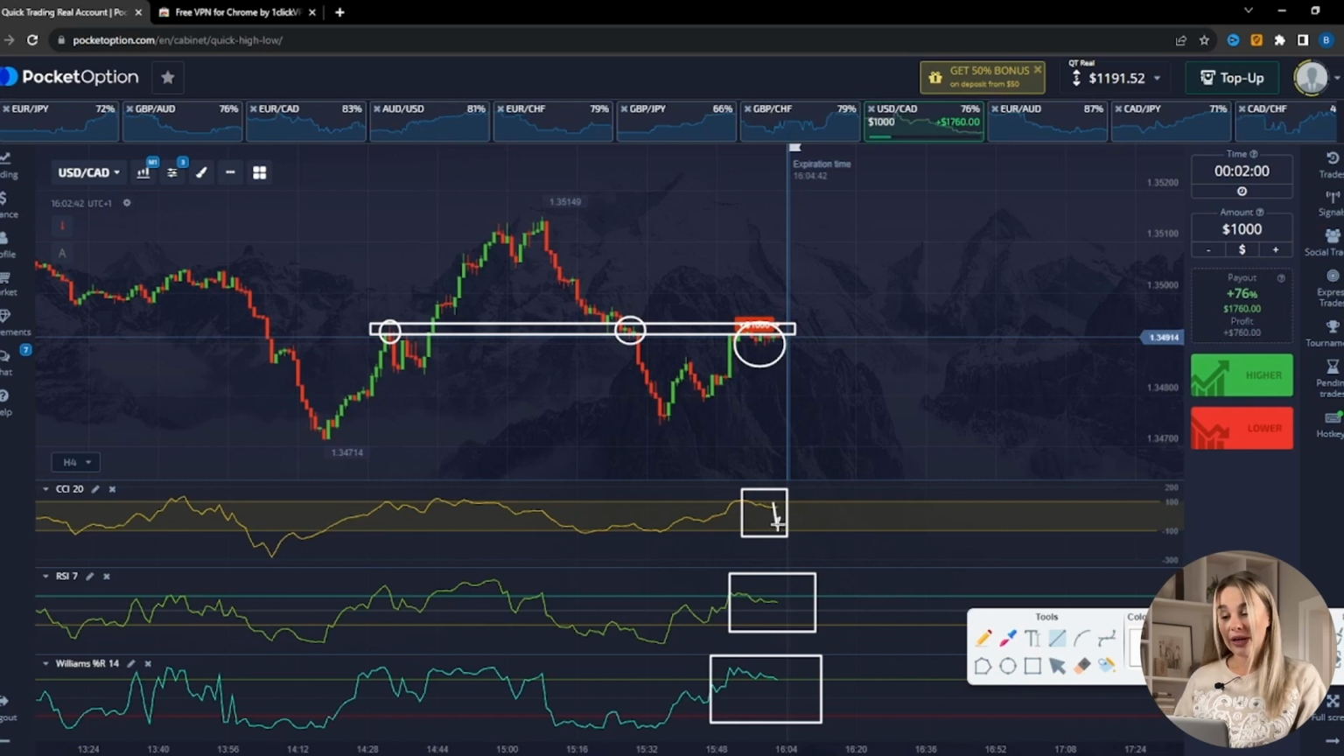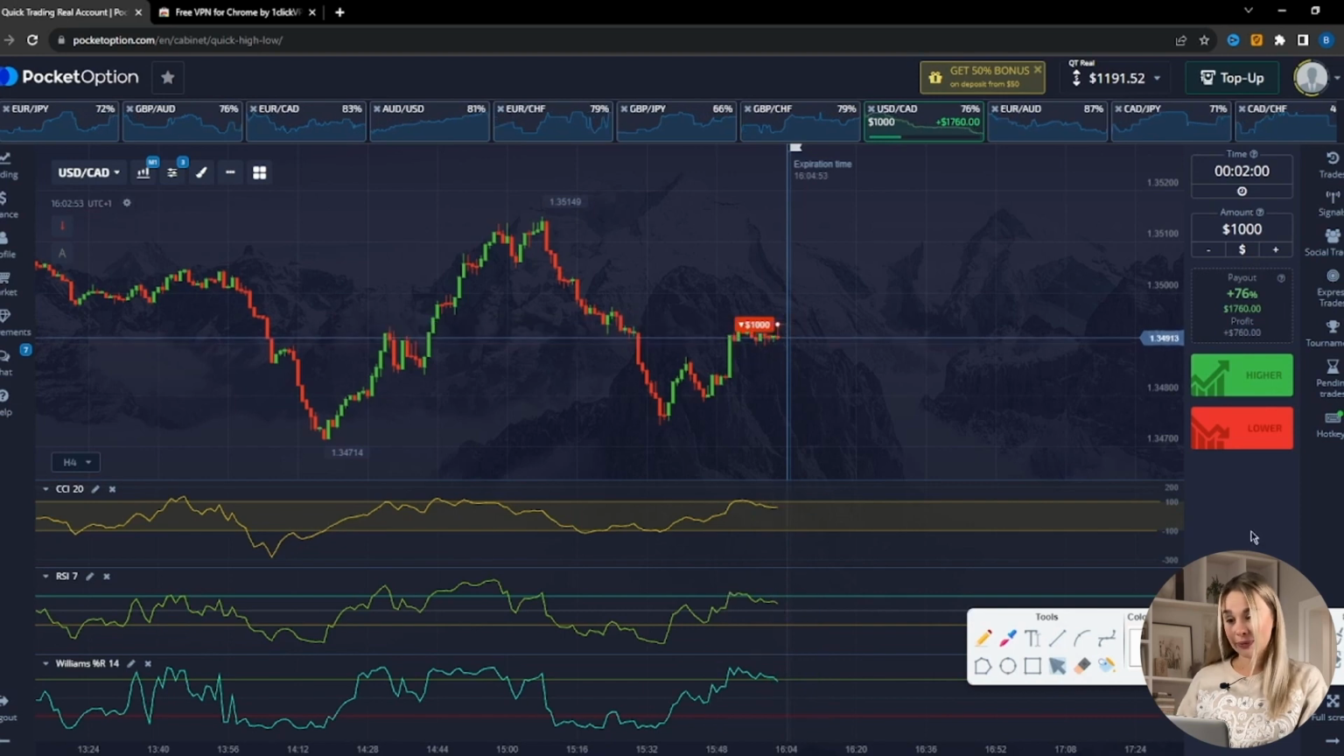For the pros here, I've set the CCI period to 20, the RCI is tracking a period of 7, and for Williams, we're looking at a period of 14. Well, if you're a newbie, just don't mind this information.